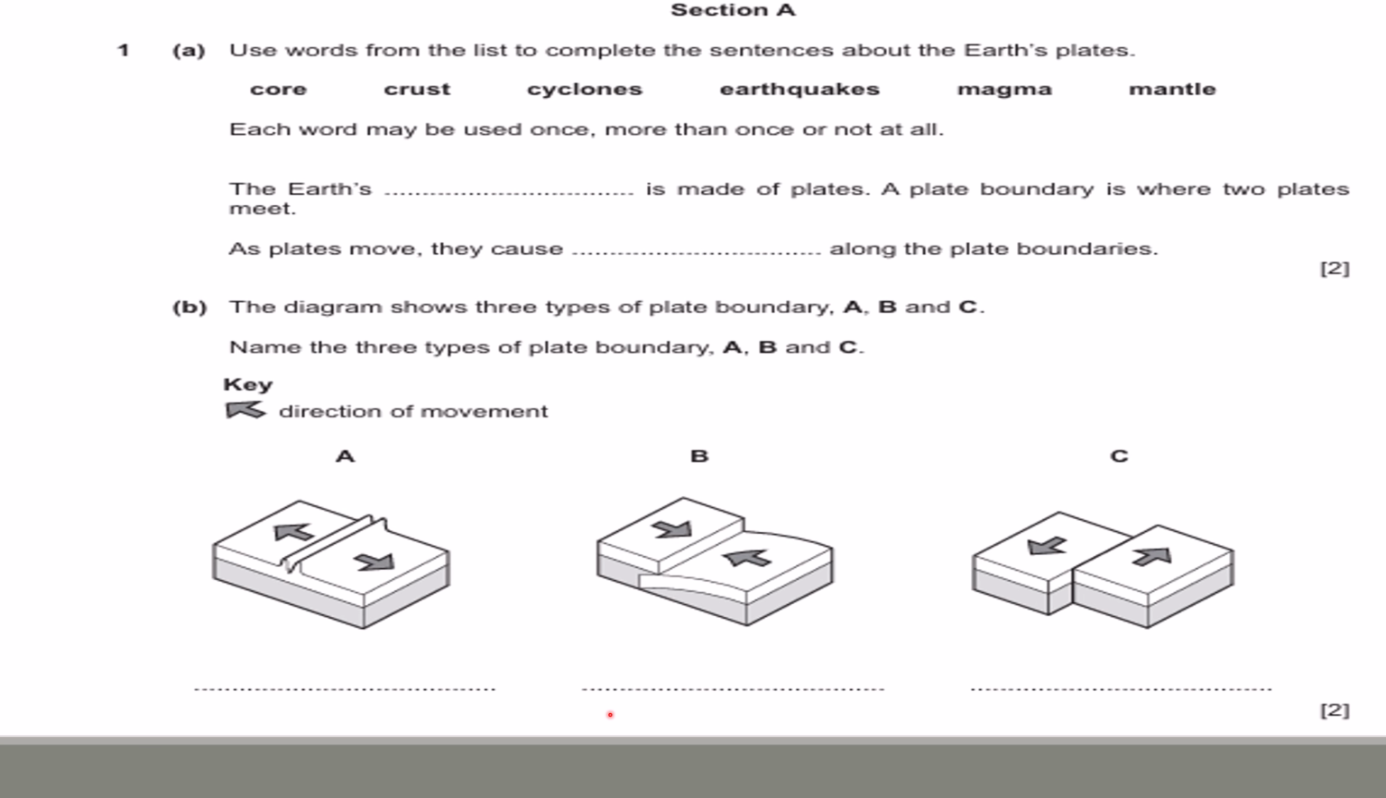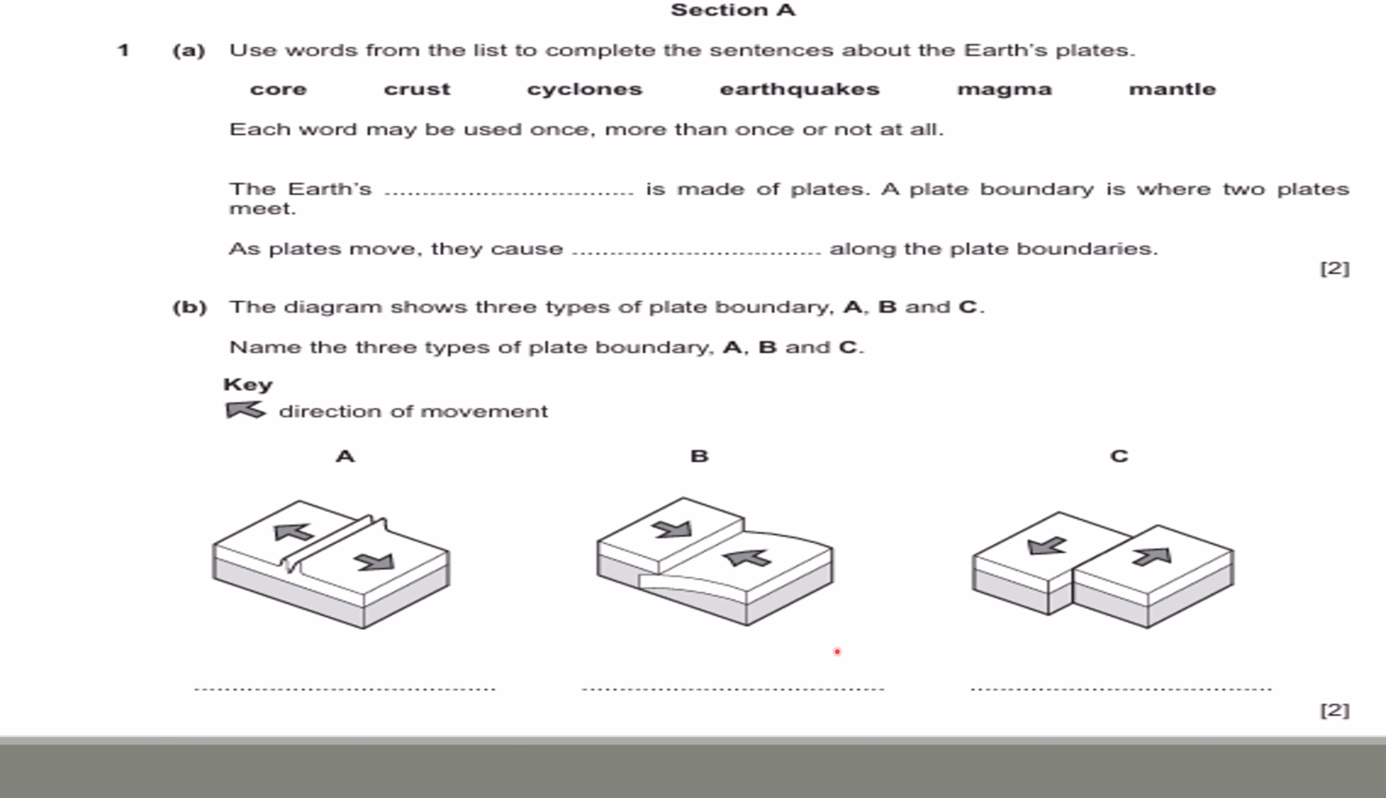So as you can see, in diagram B, one plate is moving towards another and one plate goes under the other. This is a destructive convergent plate boundary. And as you can see in diagram C, the plates are sliding past each other horizontally. This is a conservative transform plate boundary.